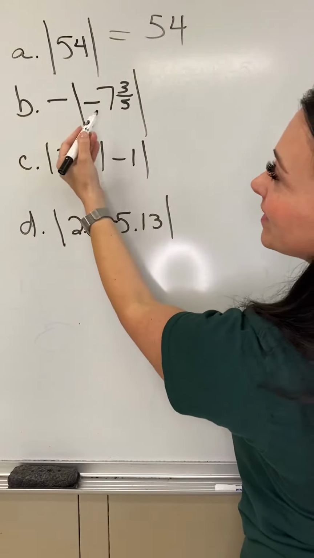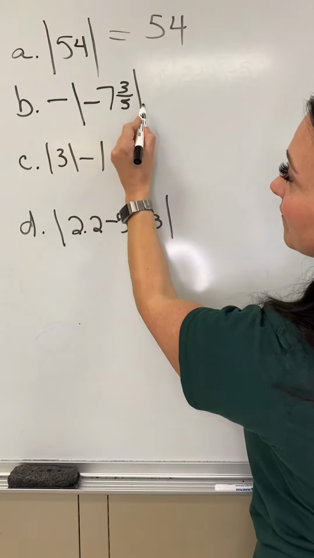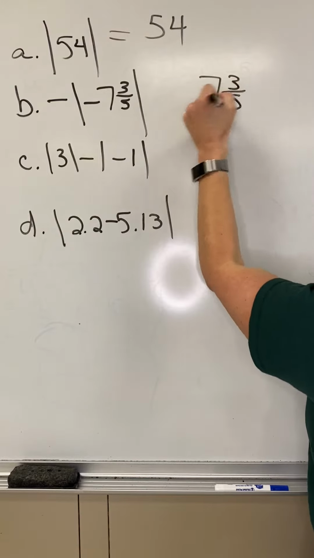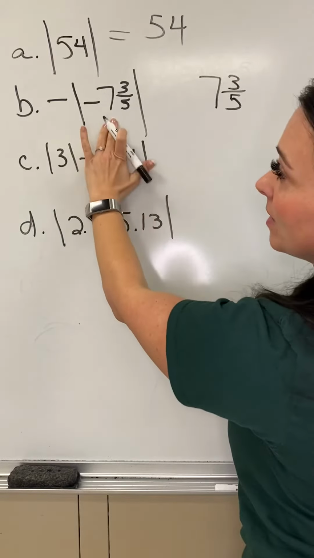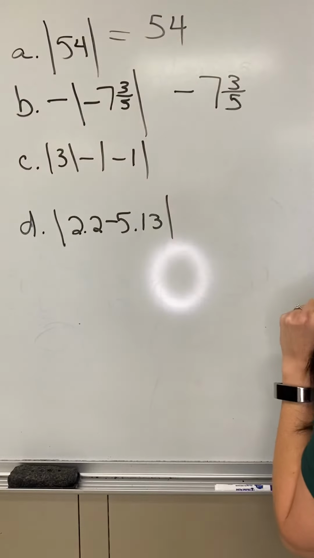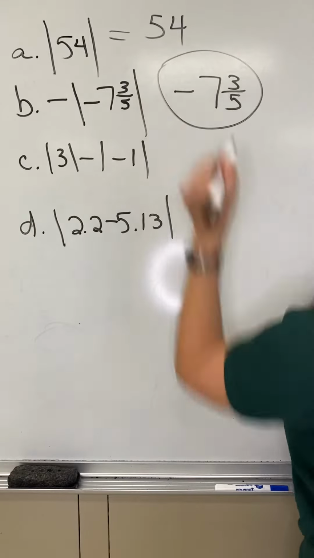So this one is a little more complicated. So the absolute value of -7 3/5 would just be 7 3/5. Okay, so you just make it positive, but then there's a negative in front of it, so then we have to continue and put that negative in front of it. So our final answer is that, all right?